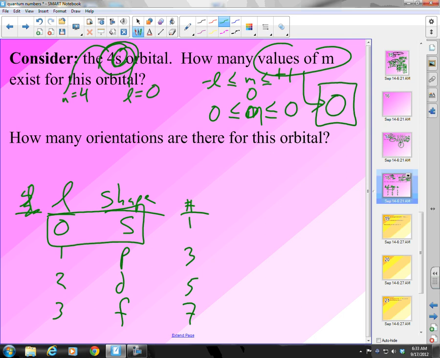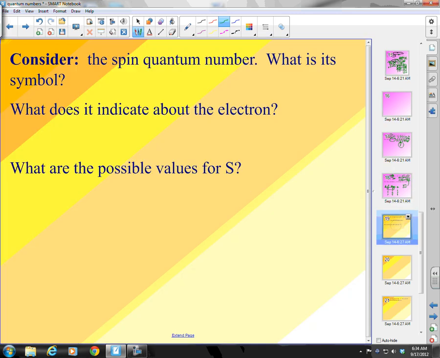And how many orientations are there for this? Well, I have one value of M, so I have one orientation, because the value of 0 is still an orientation. I know that kind of blows your mind mathematically, but remember, quantum numbers are less about math and more about symbols. All right, finally, the last one, the spin quantum number.